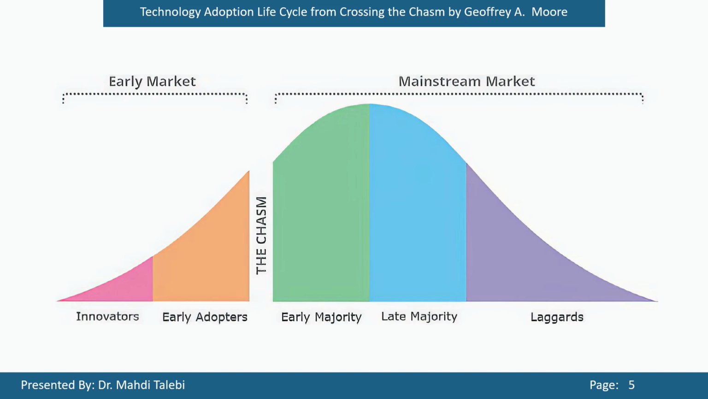This cycle not only helps in understanding different consumer psychologies, but also aids businesses in strategizing their marketing and development efforts to ensure a smooth transition from one group to the next, crucially bridging the chasm to reach a wider audience.